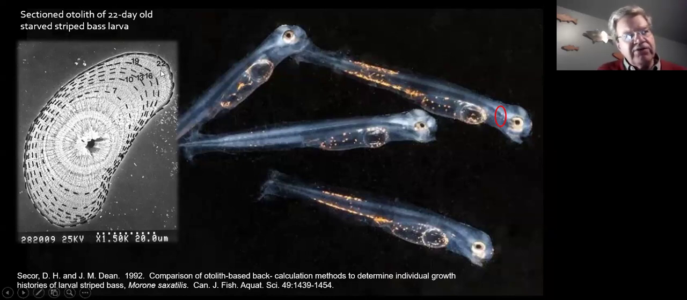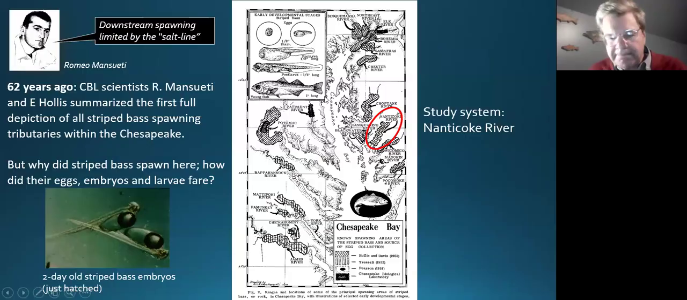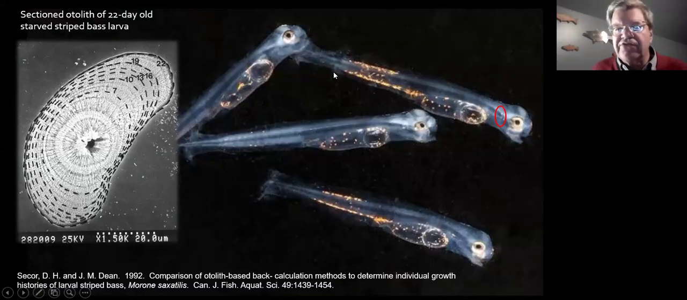And you can see that even when you starve them, these are the rings. We could find the rings using careful electron microscopy. But you can see that in the red circle area, you can see little sparkling things. Those are otoliths, formed very early in life.